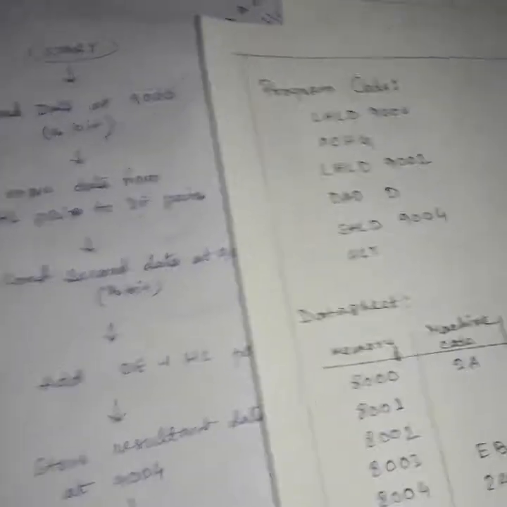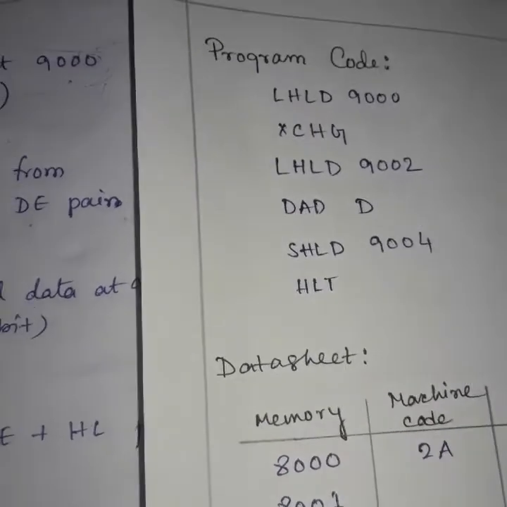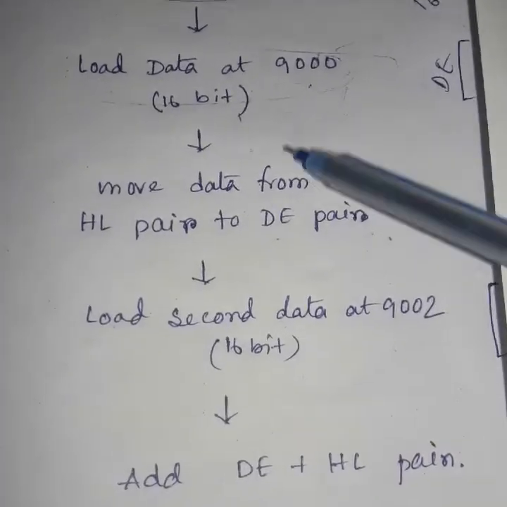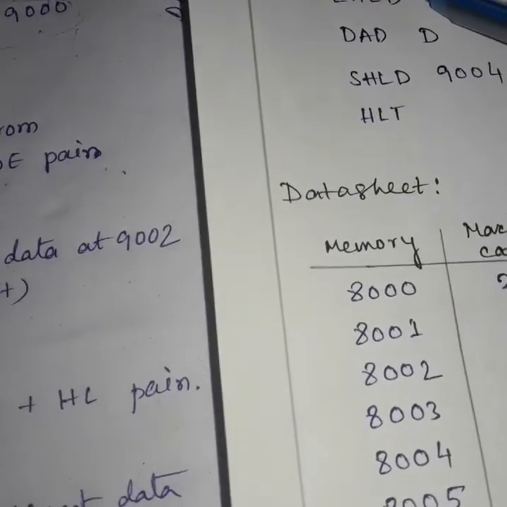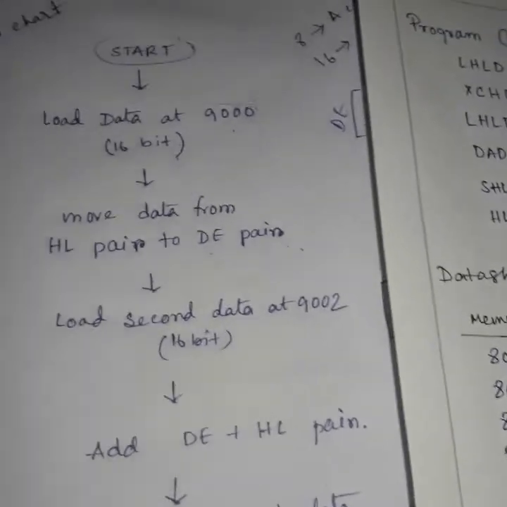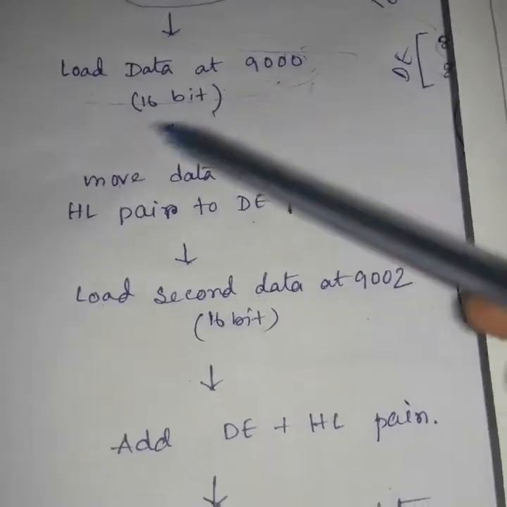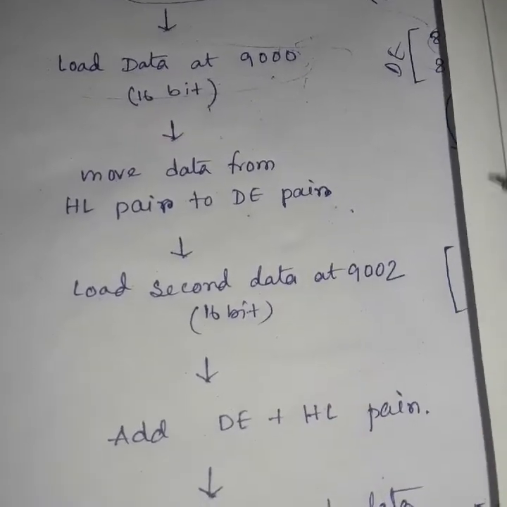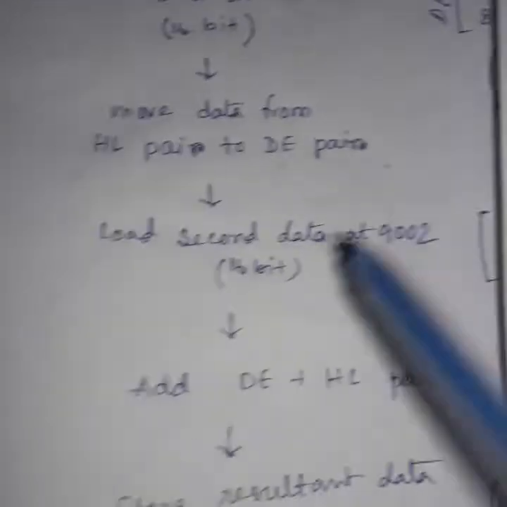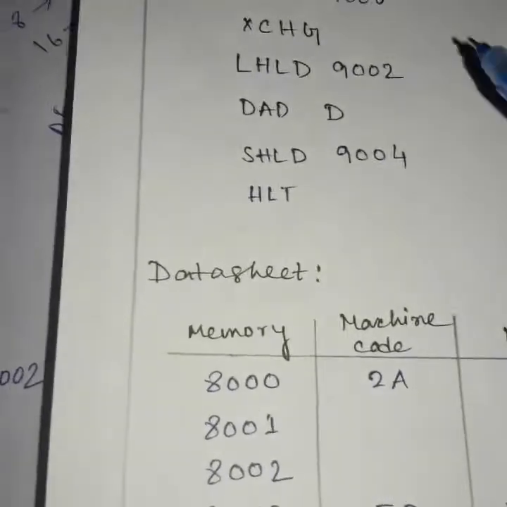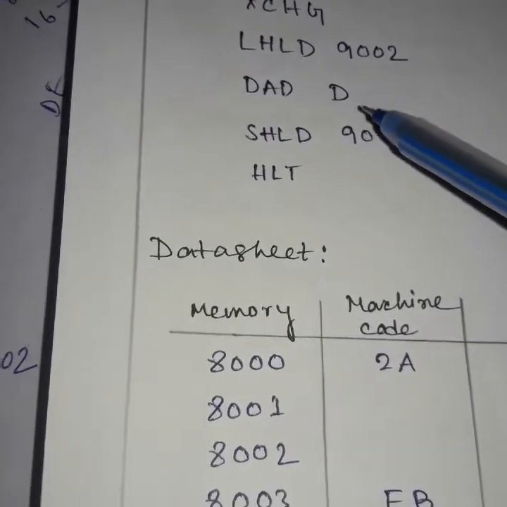Yes. So the program code is LHLD, which is the command to load 16-bit data from the 9000 position. Then XCHG exchanges the DE and HL pairs, which moves the data from HL pair to DE pair. Next, load the second data from 9002. And this is the operation for the 16-bit addition, which is DAD.